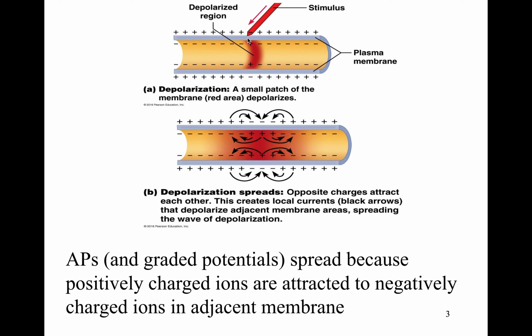So if we have a bunch of positively charged sodium ions here, but the adjacent membrane is more negative, those positively charged sodium ions are going to be attracted to the adjacent membrane that's negatively charged. So those sodium ions are going to spread to the adjacent regions of the membrane that are negatively charged. So this creates this wave of depolarization.